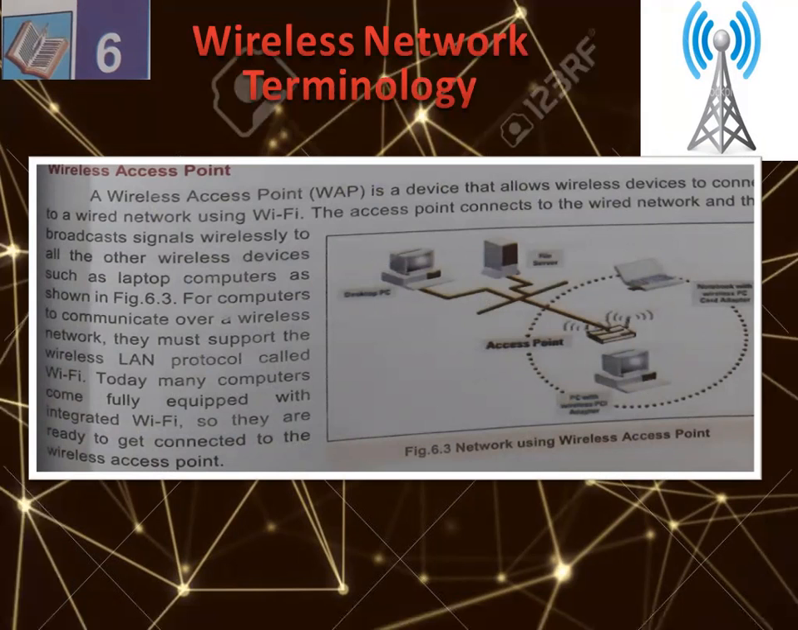There is a computer, and these are connected with the help of a wireless access point. We have an access point. The access point generates the signals, and computers and all other devices are connected with the help of this wireless access point. For computers to communicate over a wireless network, they must support the wireless LAN protocol called Wi-Fi. Today, many computers come fully equipped with integrated Wi-Fi, so they are ready to get connected to the wireless access point.